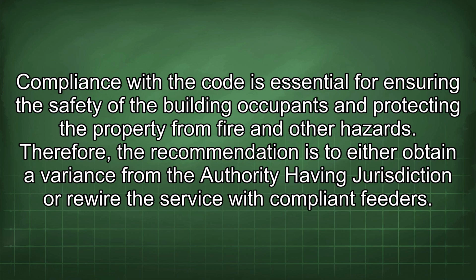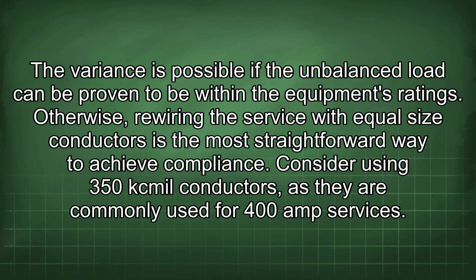Therefore, the recommendation is to either obtain a variance from the authority having jurisdiction or rewire the service with compliant feeders. The variance is possible if the unbalanced load can be proven to be within the equipment's ratings. Otherwise, rewiring the service with equal-sized conductors is the most straightforward way to achieve compliance.